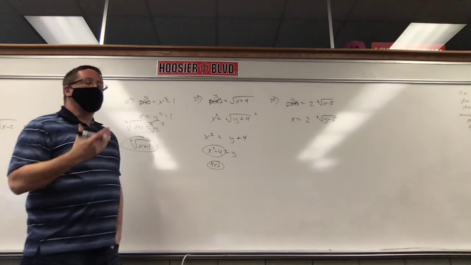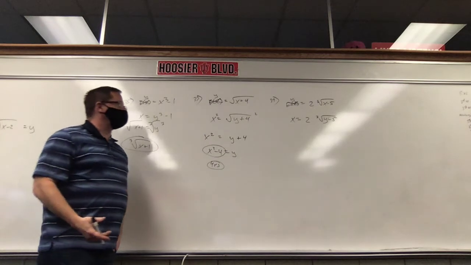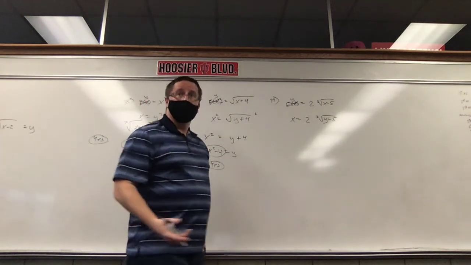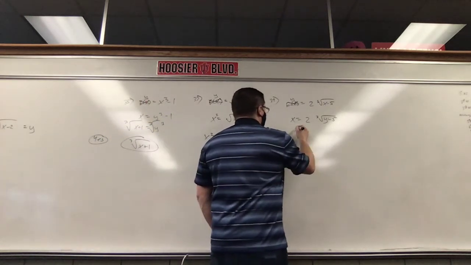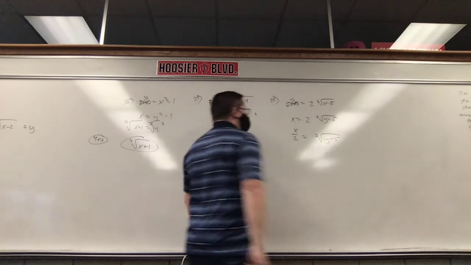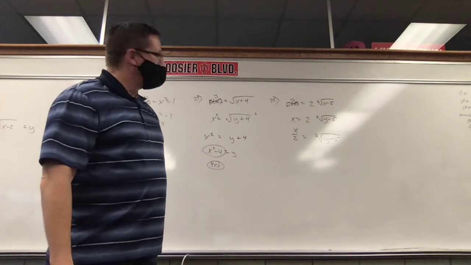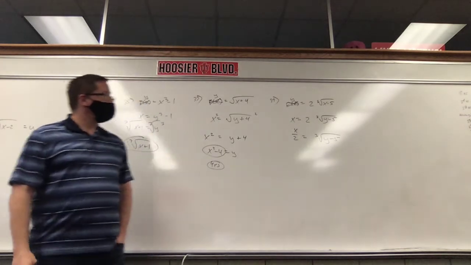Remember, before you cube each side or square each side or whatever each side, you gotta have it all by itself. So we gotta get rid of that 2. How? By subtracting 2? Dividing by 2. So x over 2 equals the cube root of y minus 5. Okay. And then we need to, don't you have to divide yours?